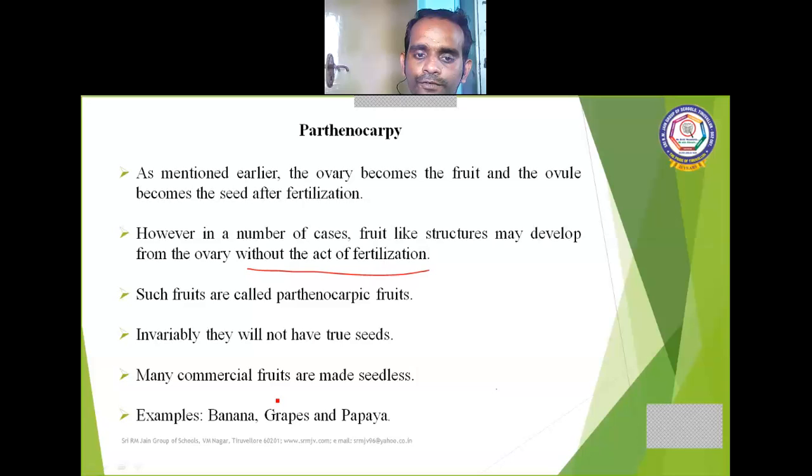Many commercial fruits are made up of some seeds. Some plants do not have seeds. In the fruits made by the parthenocarpy process, there is no seed at all. So commercial fruits are made seedless. Examples: banana, grapes and papaya. These commercial fruits do not have seeds. They are formed by the process of parthenocarpy.